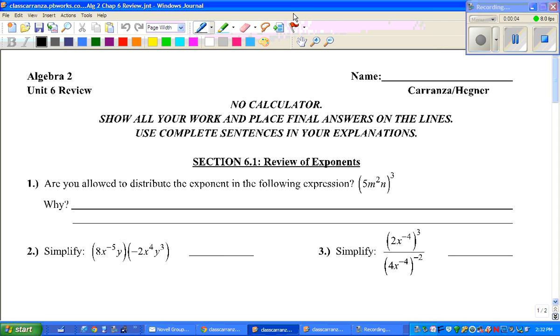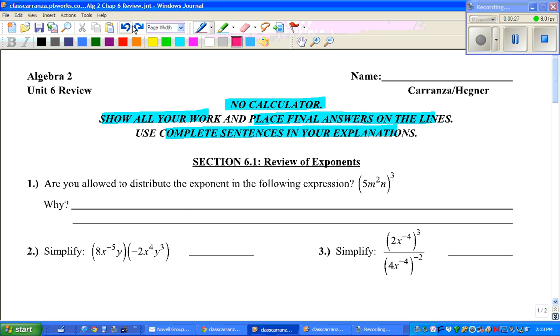Guys, this is Mr. Grice for Algebra 2, Unit 6 review. Remember that this is no calculator. Show all your work and place your final answers on the line. Use complete sentences in your explanations. The nice thing is, each section tells you where it is in your notes so you can go back and look.